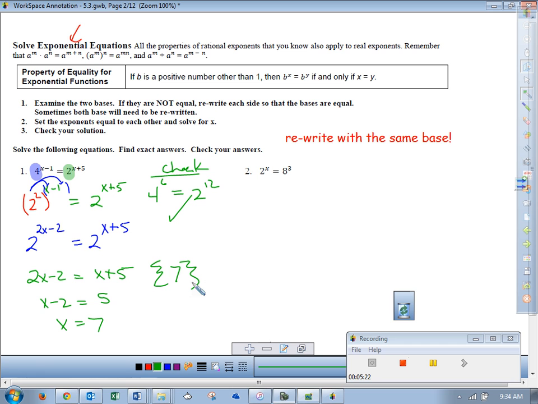You cool with that? So, I'm not going to check nearly as extensively as we did in Algebra 2, but we are going to check. We'll let our calculator do the work, and then if they don't check, we'll cross them out because they're extraneous answers.